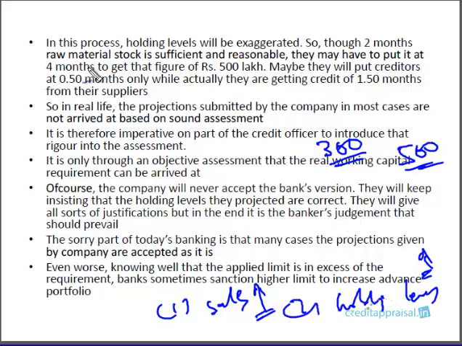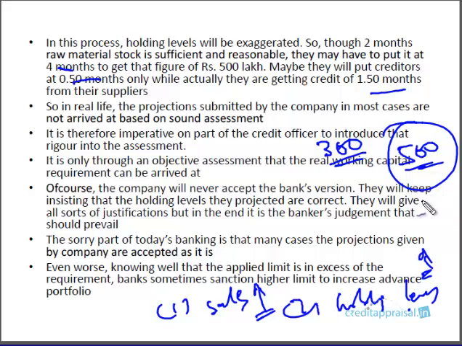So maybe 2 months raw material stock is sufficient, but then they will say we need 4 months. Because they have to arrive somehow at this 500 lakhs. They will twist these figures. They will show a higher sales level and they will show a higher requirement of holding levels. 2 months is sufficient raw material, they show 4 months. Creditors, they're actually getting 1.5 months credit from the suppliers, but they'll say we are getting only 0.5 months.